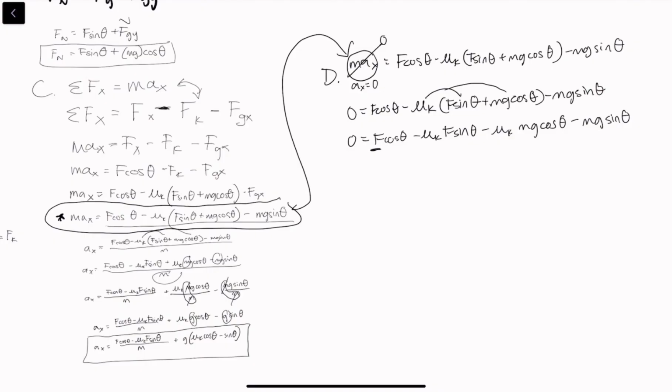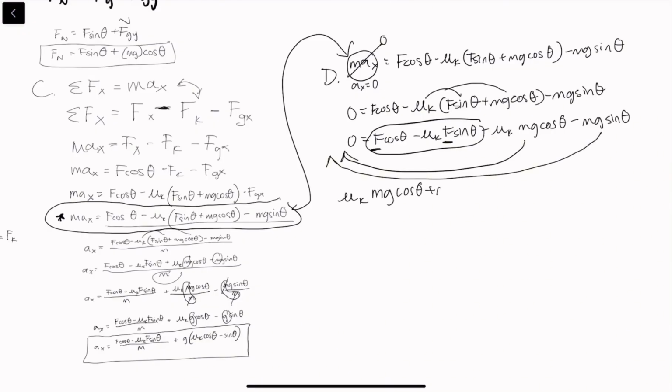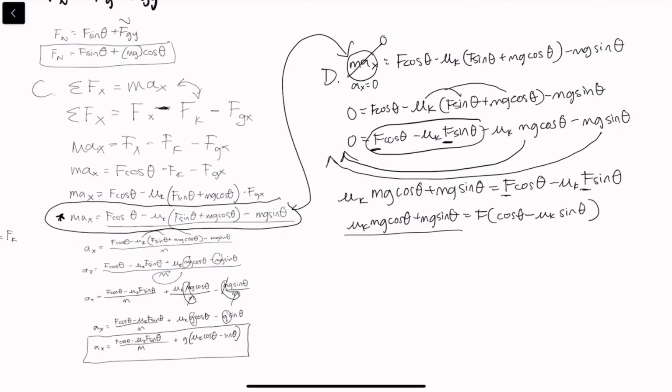And since we're trying to isolate for F here, we want to keep these terms with F on the same side and these other ones on the other side. So we're going to add both of these terms over. And we want to isolate for F, so let's take it out. And then we can divide both sides by cosine theta minus mu k times sine theta, because these can cancel out.